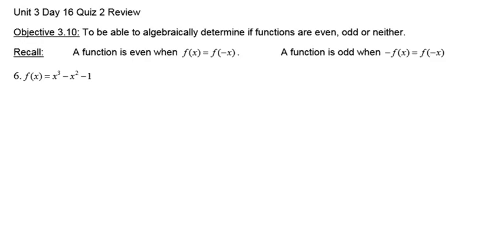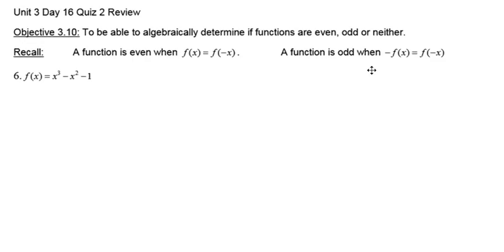Remember, a function is even when it's reflected over the y-axis. Well, when you reflect things over the y-axis, you're taking the opposite of the inputs. And so that's what this function notation is representing, that the original function is the same as when you take the opposite of the inputs, reflecting it over the y-axis.